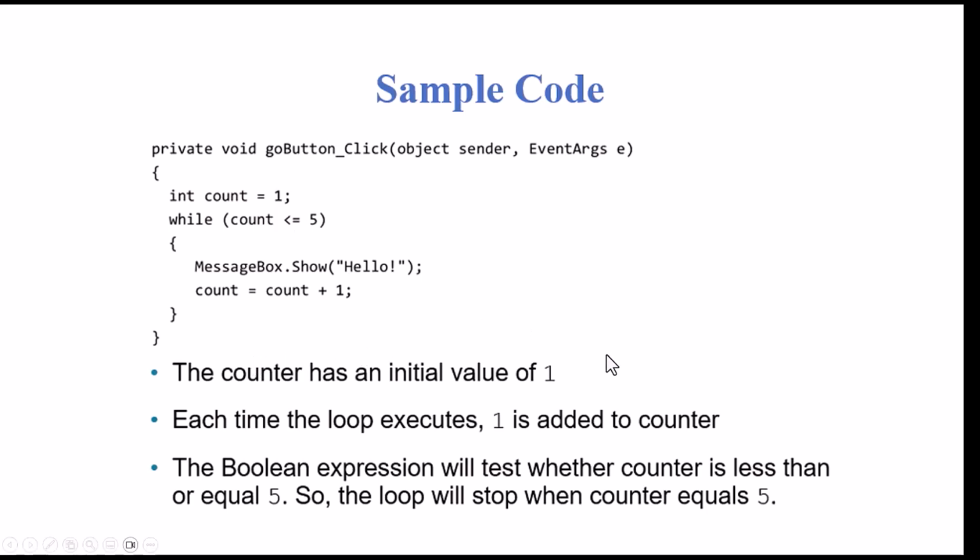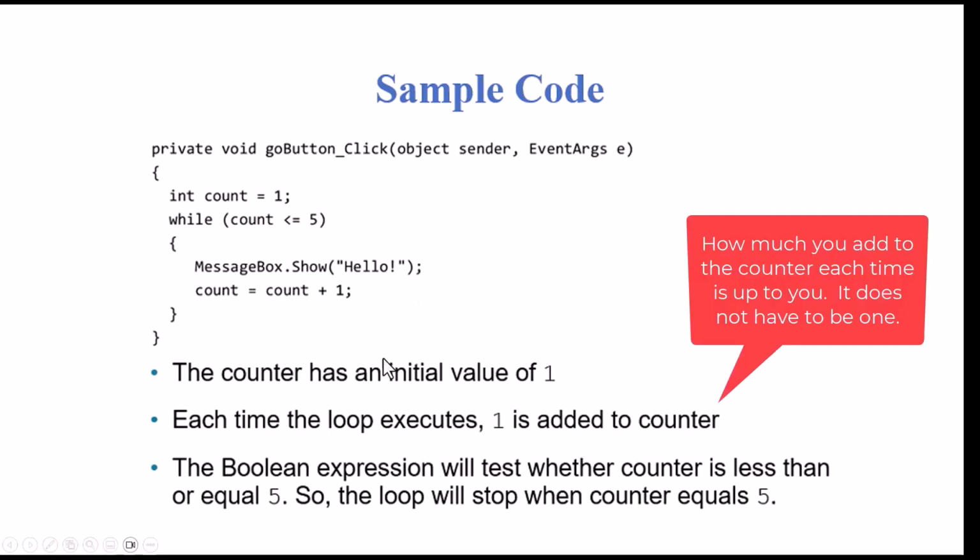So the counter has an initial value of 1 in this case. We could set it to 0, we could set it to 5 and start somewhere else in the loop. Each time the loop executes, 1 is added to the counter. That's this line right here. That's doing that work. The Boolean expression will test whether the counter is less than or equal to 5. So the loop will stop when that counter equals 5.